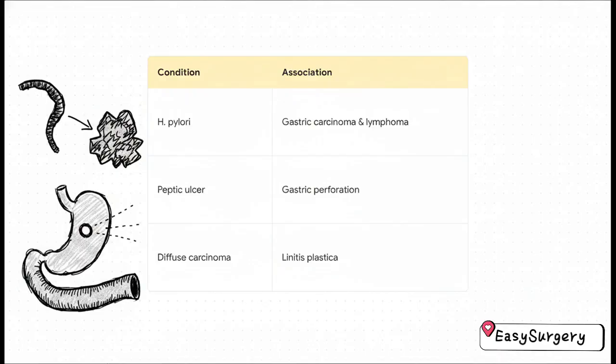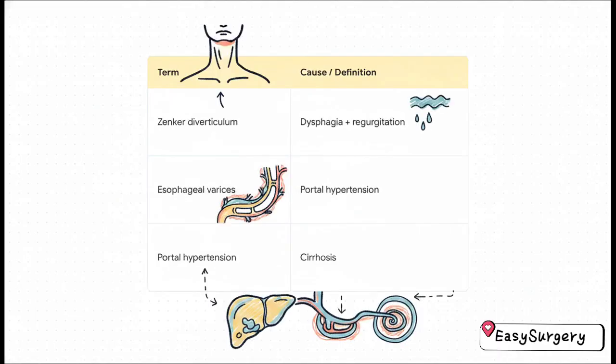Next, what's the most common cause of a gastric perforation? Peptic ulcer disease. And if you ever see the term linitis plastica, lock that in immediately with diffuse gastric carcinoma. Let's look at the esophagus and portal system. A patient with dysphagia and regurgitation? That points directly to a Zenker diverticulum.